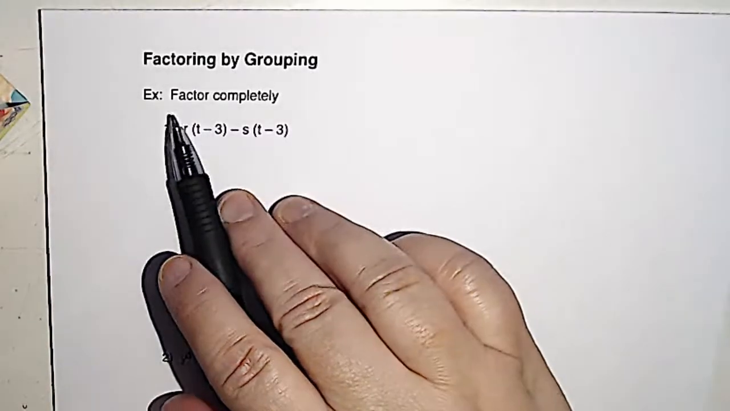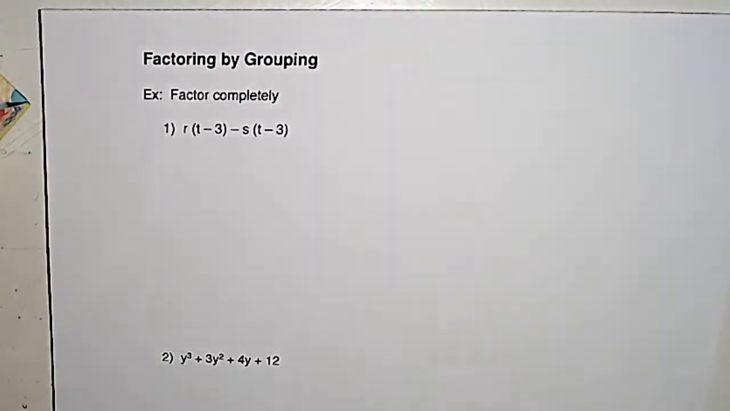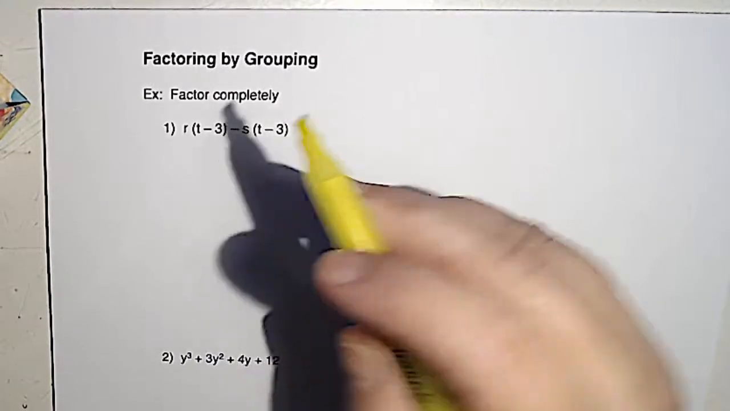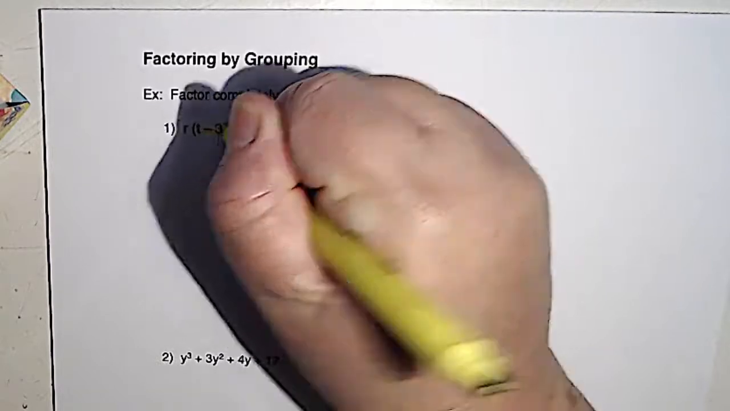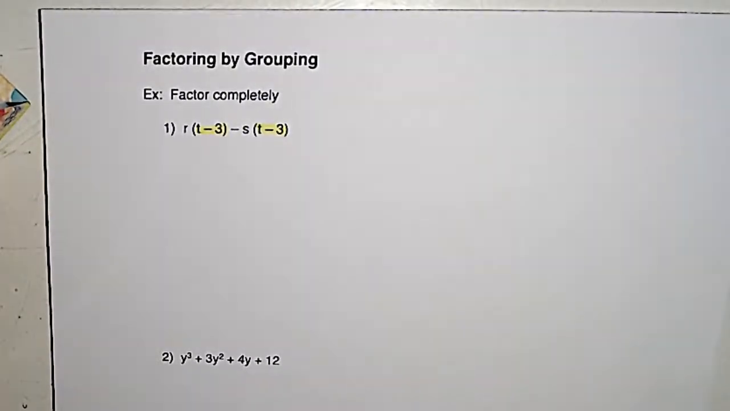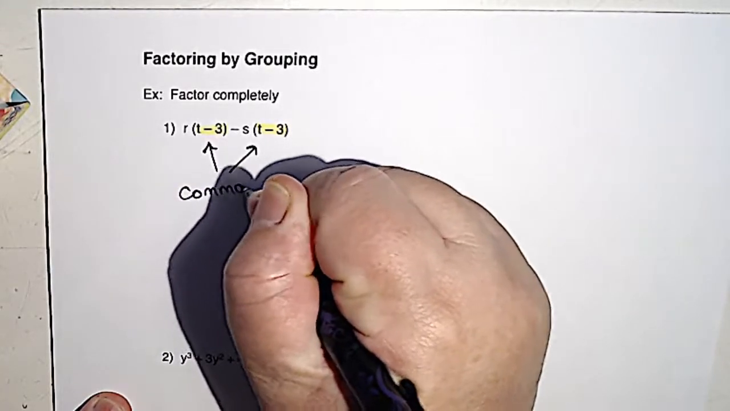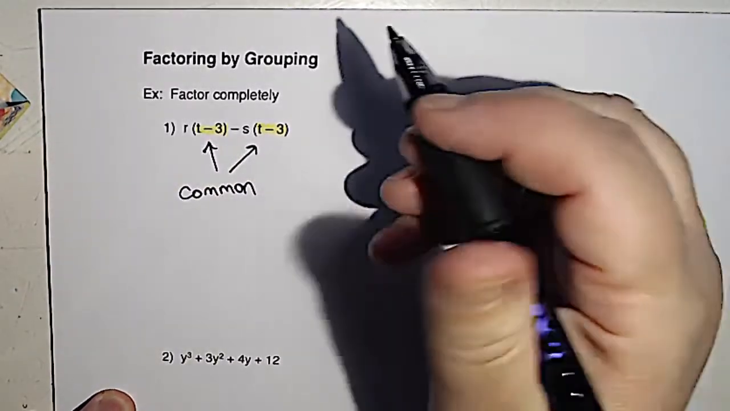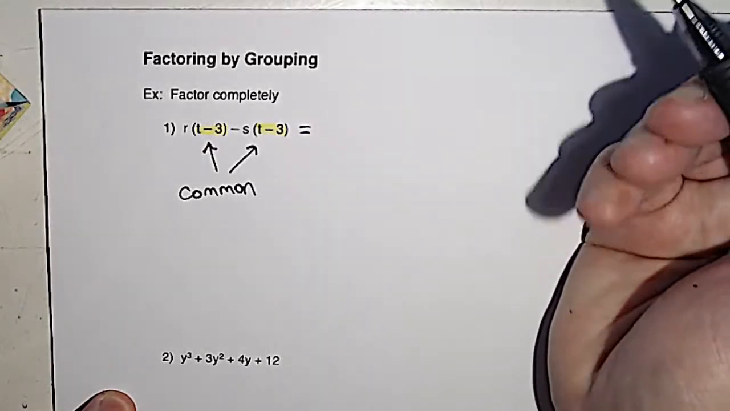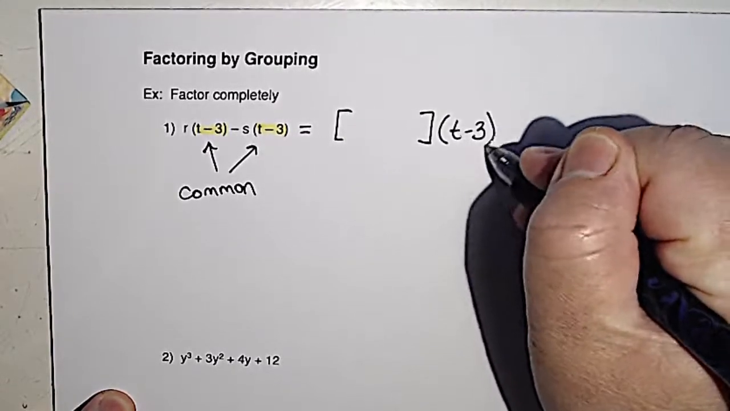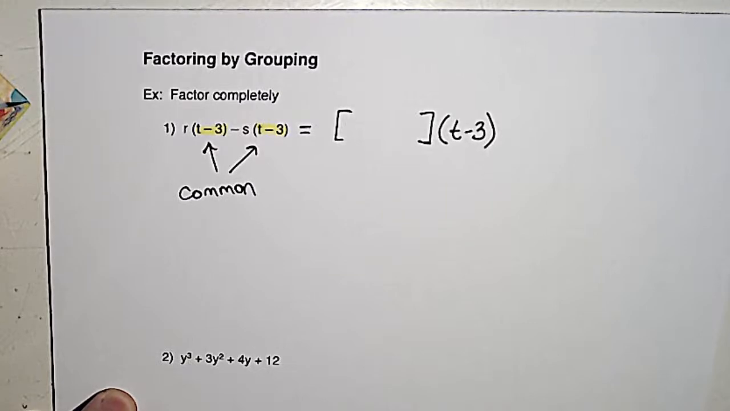In this first problem, it just says factor completely. And you'll notice that on the paper, I have r times (t minus 3) minus s times (t minus 3). And these two, this t minus 3 and that t minus 3, match. If I've got two things that match, they're common, in other words, shared. And so I can factor that out to the right. Now, you could also factor it out to the left if you wanted to.